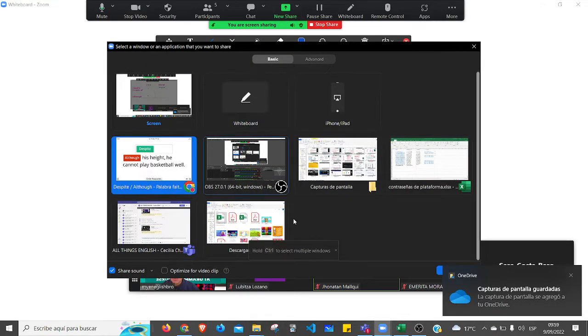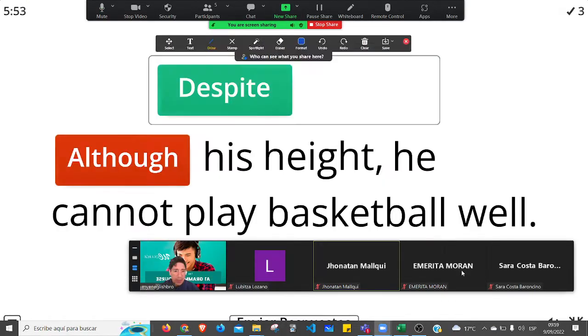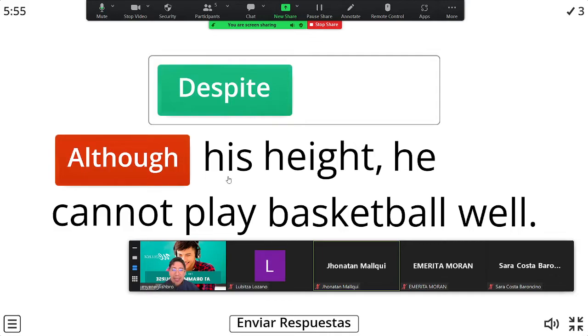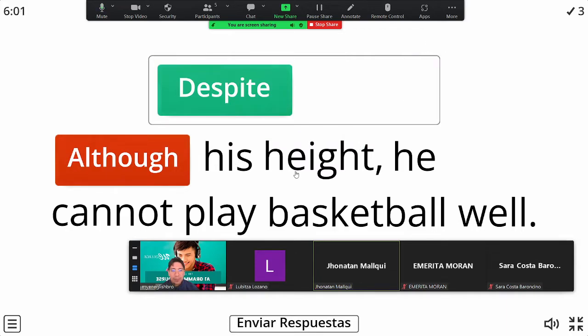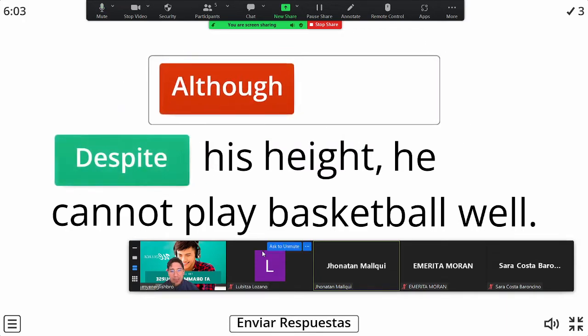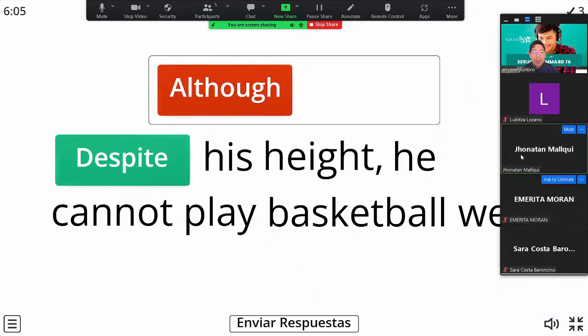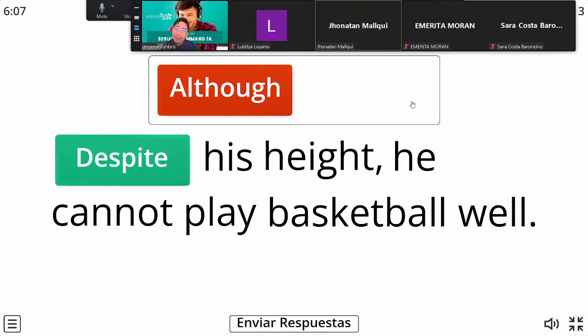Ok, terminemos estos ejercicios, nos quedan como 8. Entonces aquí es his height. His height es su altura. Jonathan, what is the answer? Despite. Ok. Lee toda la oración para poder corregirte. Despite his height, he cannot play basketball well. Perfect.